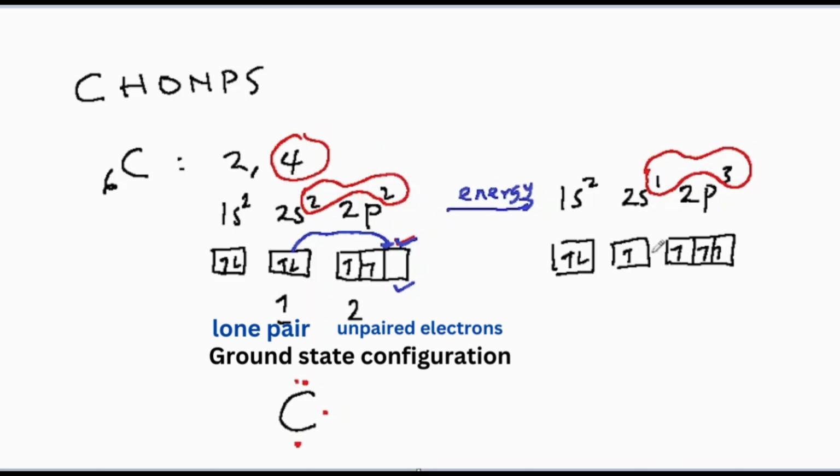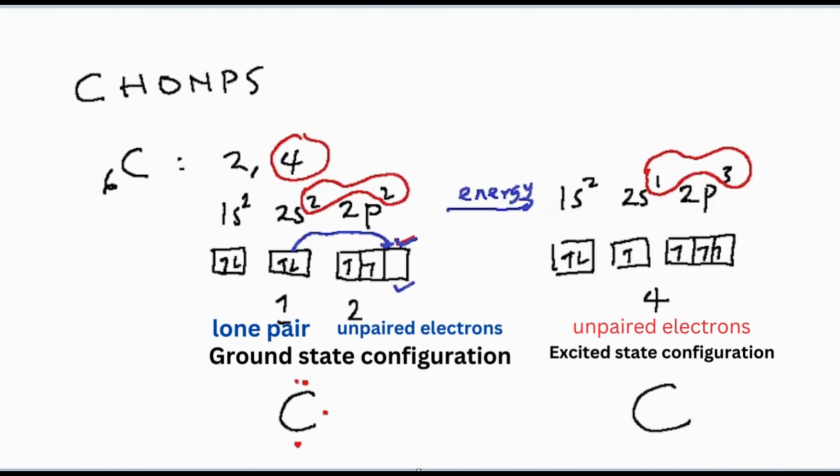Now in the excited state configuration, the carbon atom has 4 unpaired electrons, and using the Lewis dot structure, we are going to have this: the first unpaired electron, the second unpaired electron, the third unpaired electron, the fourth unpaired electron. So these unpaired electrons can be used for covalent bonding. So surrounding the carbon atom, we have 4 covalent bonds.